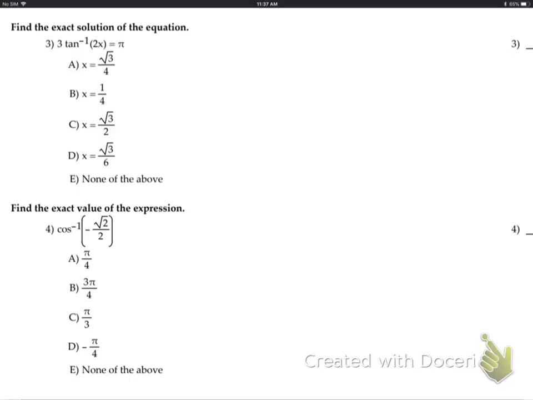All right, so we have 3 tan inverse 2x is pi. All right, what should we do to solve for x there?